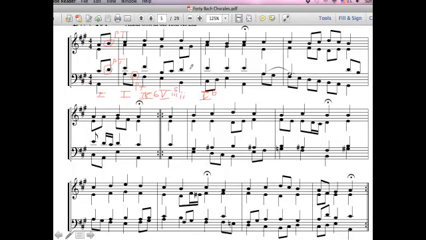Is D the root? D, F sharp, A, no, it's not. Can G sharp be the root? It's G sharp, B as the third, and D as the fifth. Hey, guess what? I found the root. Okay? And then the question that arises is, what kind of chord is this? Well, we're in A major, right? If G sharp is the root, guess what? A, B, C, D, E, F, G sharp, A. It's the 7 chord, right? It's some type of 7 chord because I know that the G sharp is the root.